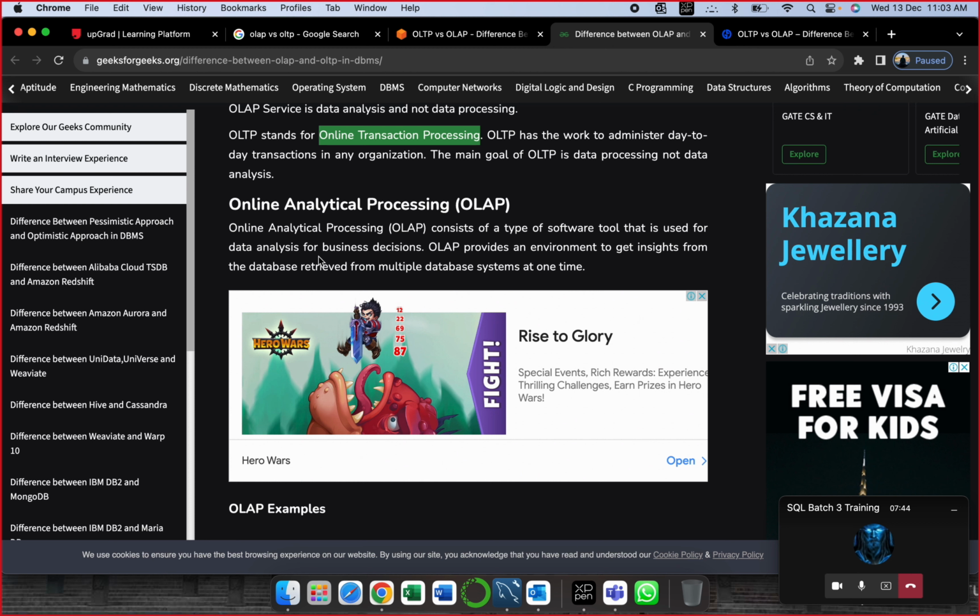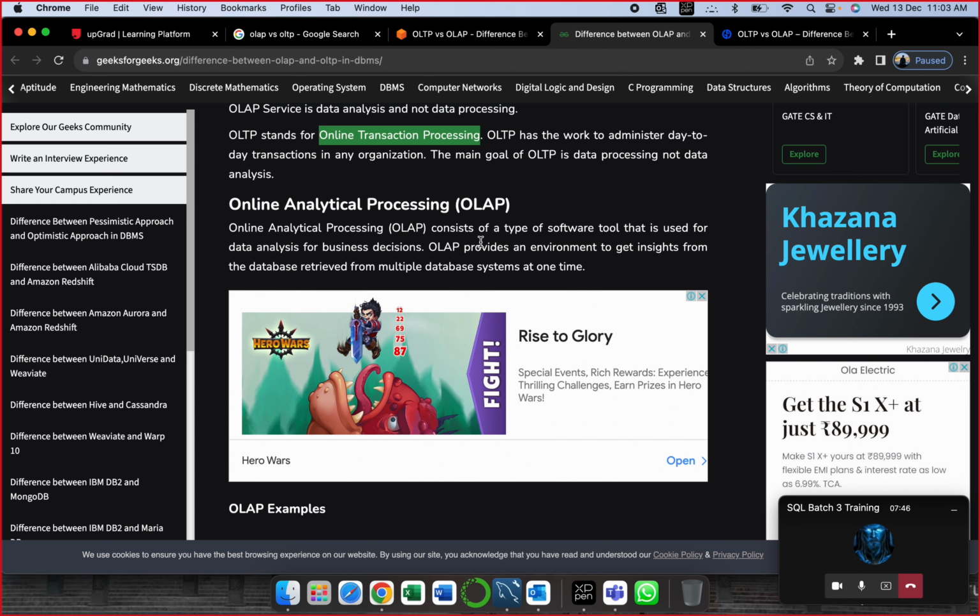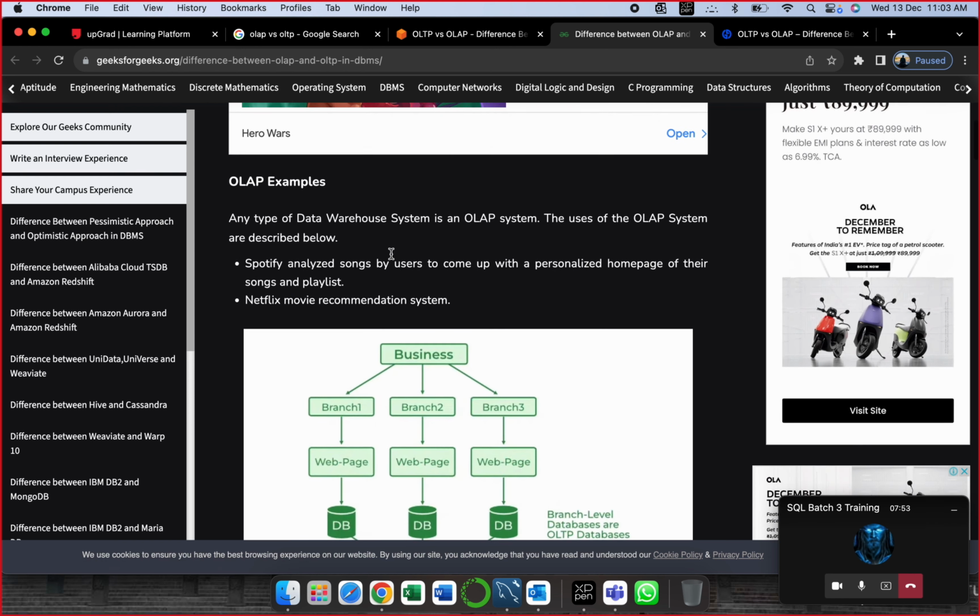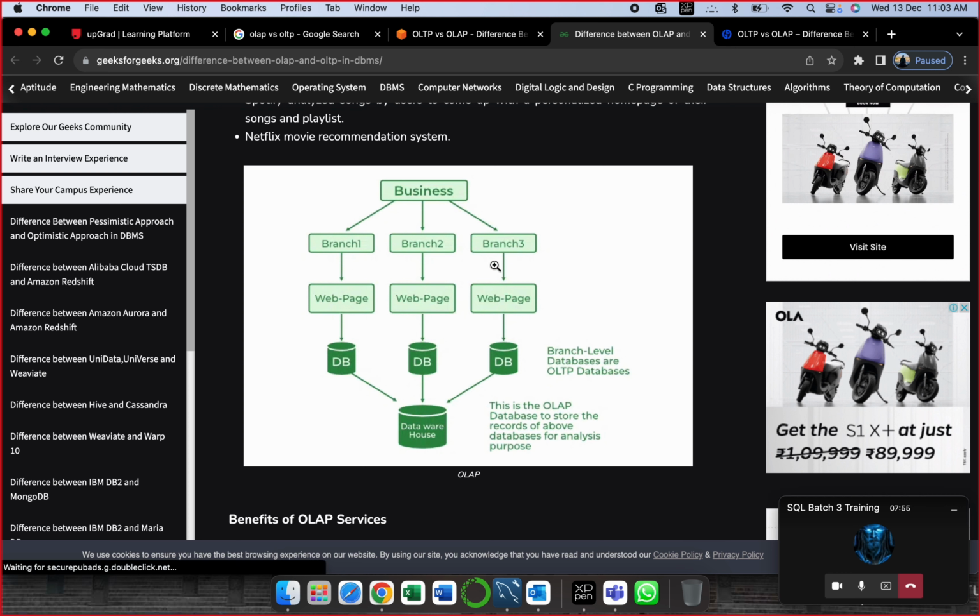Now, OLAP consists of a type of software tool that is used for data analytics. This is the architecture for OLAP.